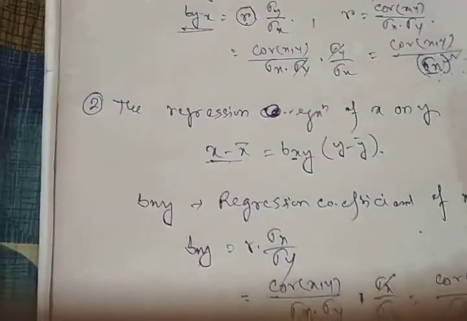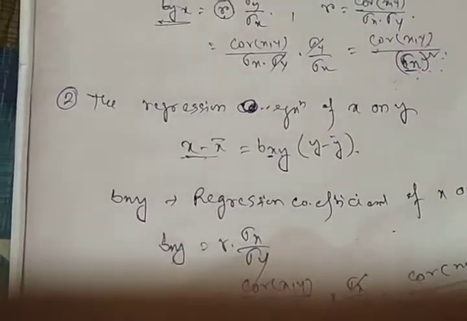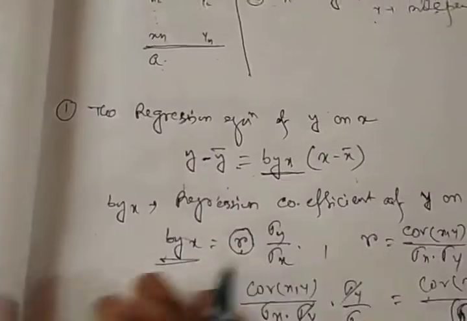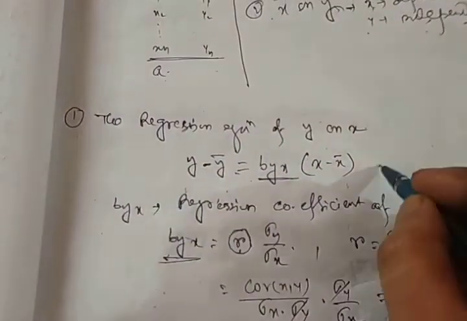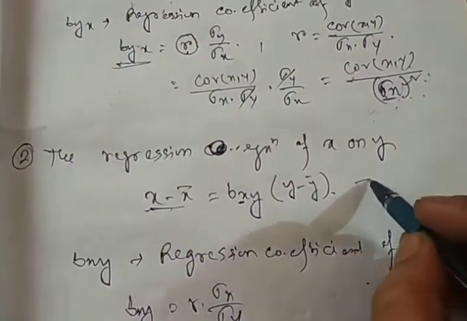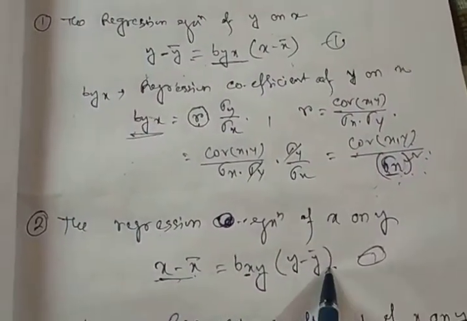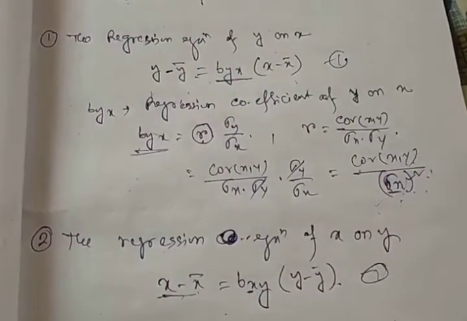Now we can find some properties of regression equations and regression coefficients. We have the first property. We can see that these are the two lines, 1 and this is 2, right? We can see that x bar, y bar satisfies the two lines.